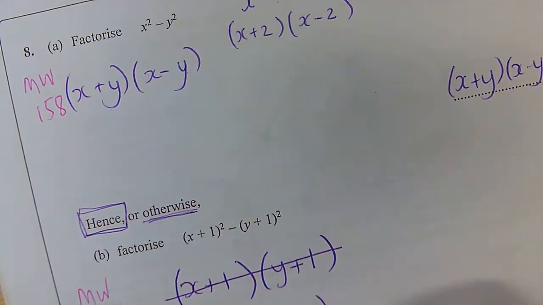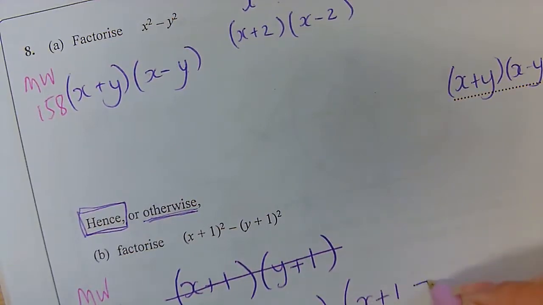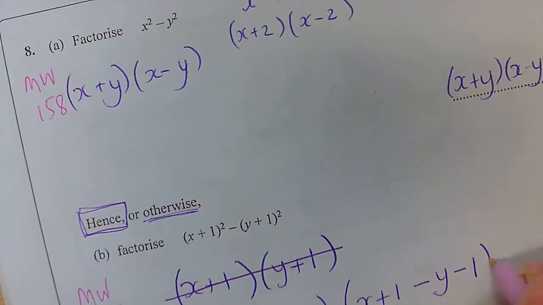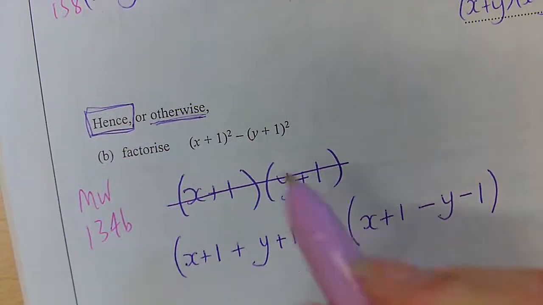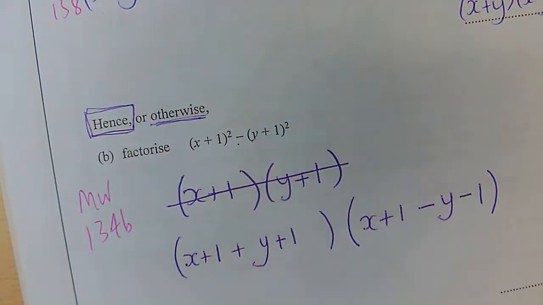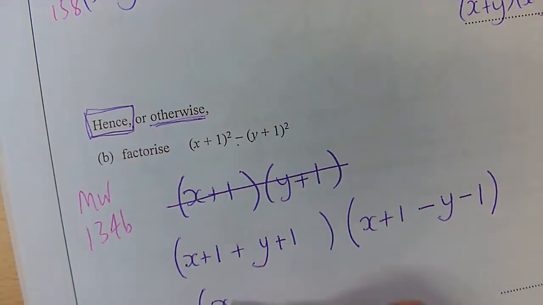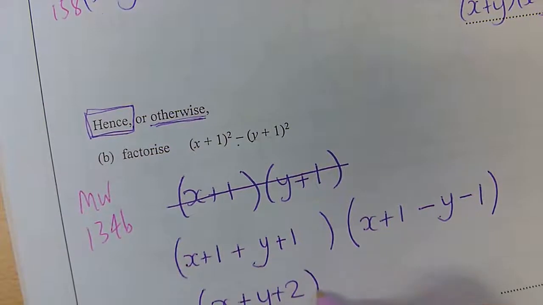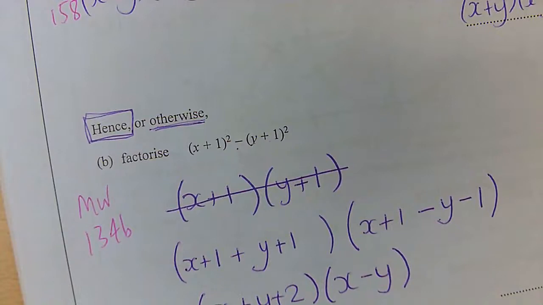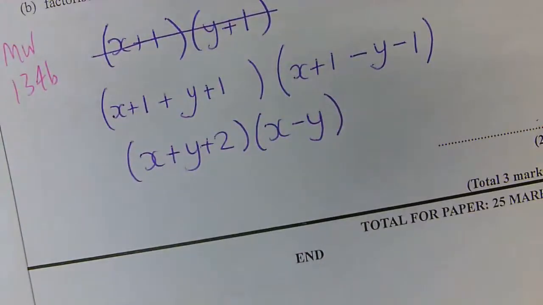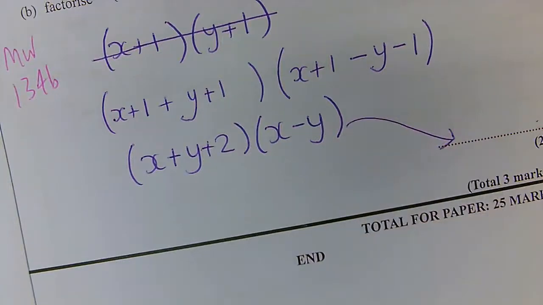So in the first bracket, I'm going to have the square root of the first term plus the square root of the second term. In my second bracket, I'm going to have the square root of the first term minus the square root of my second term. Notice there I've got a minus sign on both because I've got minus y minus 1. Okay, let me tidy these brackets. So I'm going to have x plus y plus 2, and I'm going to have x minus y in a bracket. Okay, if you would like to expand that and double check, please do so. Okay, but otherwise, that's your answer. Okay, well done.